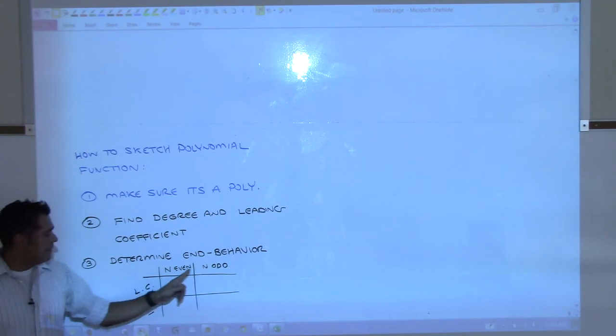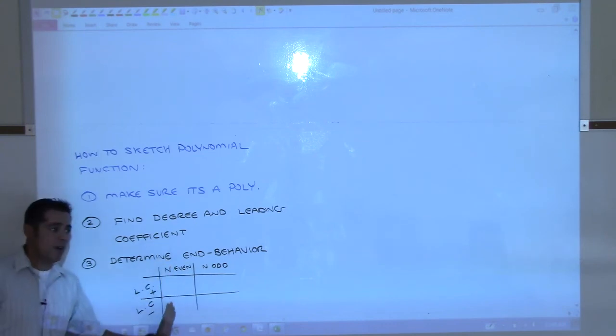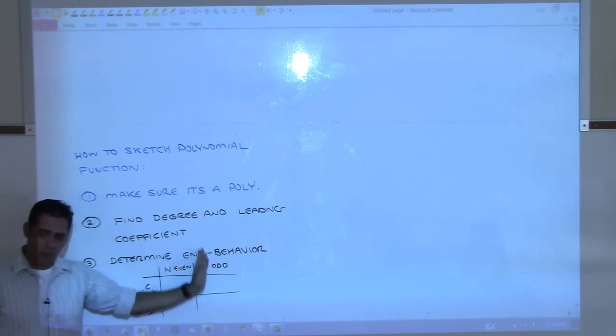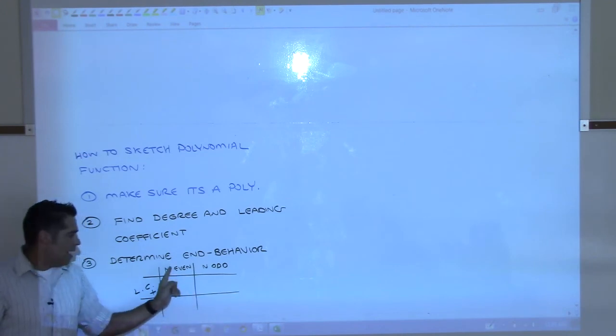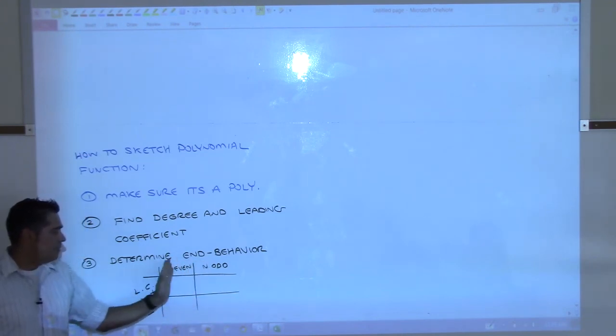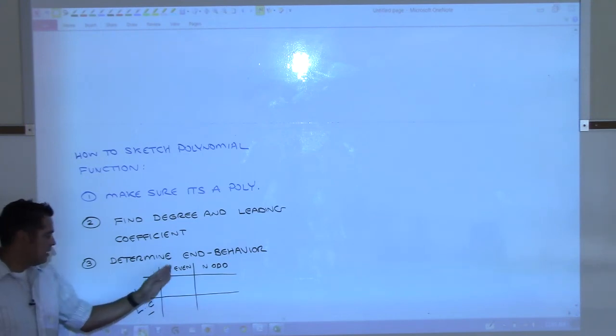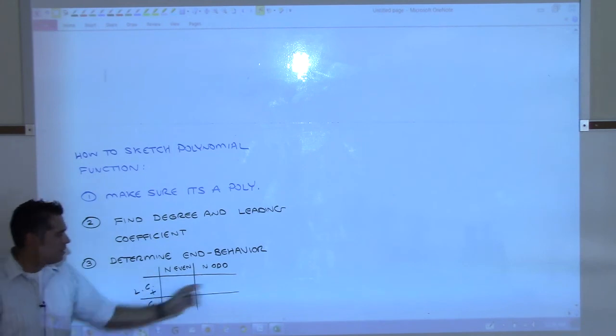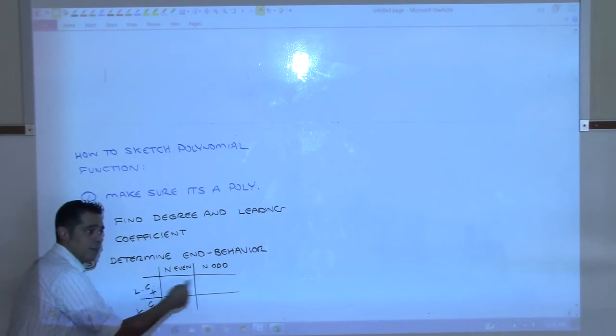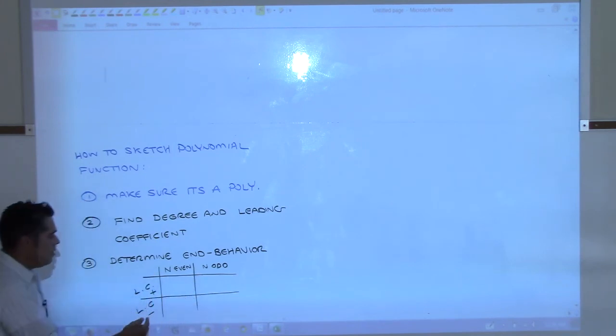Okay? If n is even, we're going to work down this column. If n is odd, we will work down this column. So after we determine whether n is even or odd, then we ask ourselves, is the leading coefficient positive or negative? If it's positive, we'll use this. If it's negative, we'll use this. So these are our four possibilities. Remember I said it's four possibilities? Here they are.